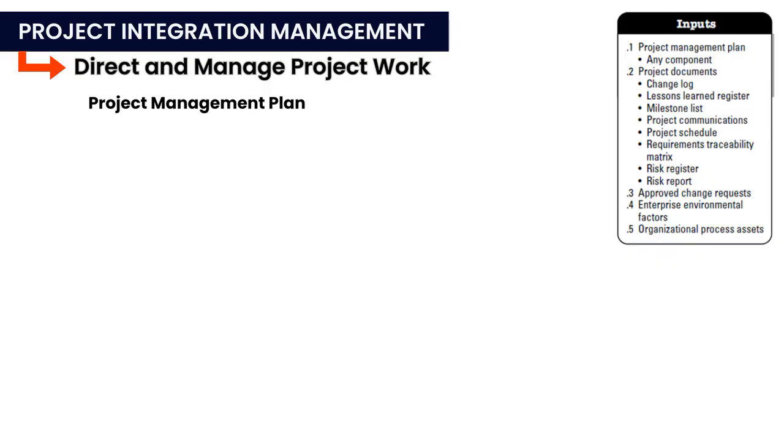Now let's move on and discuss what are the inputs involved in this process to get the desired output. So the first one is project management plan, which outlines the steps required to create the deliverable. It also provides guidance to the project manager on how to execute, monitor and control, and close the project. A more detailed plan increases the likelihood of successful project execution.